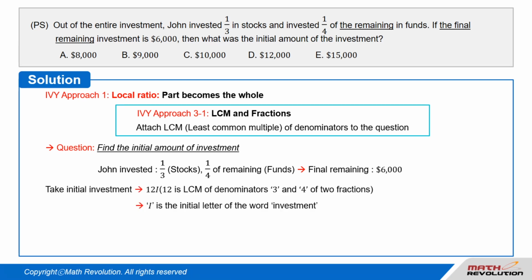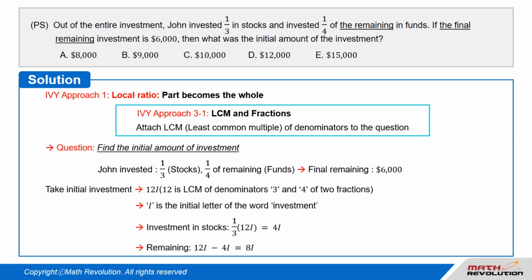Here, we will take the initial investment as 12 times I, and why we take it as 12 times I is very important. 12 is the LCM, which is the least common multiple, of the denominators 3 and 4 of the two fractions 1/3 and 1/4. That is, LCM of 3, 4, and I is just the initial letter of the word investment. As explained above, we are using the least common multiple of the denominators.